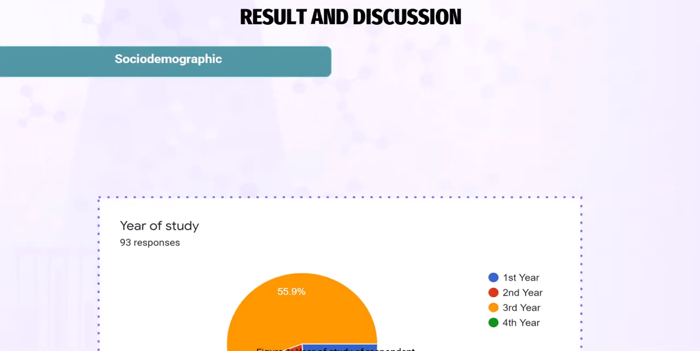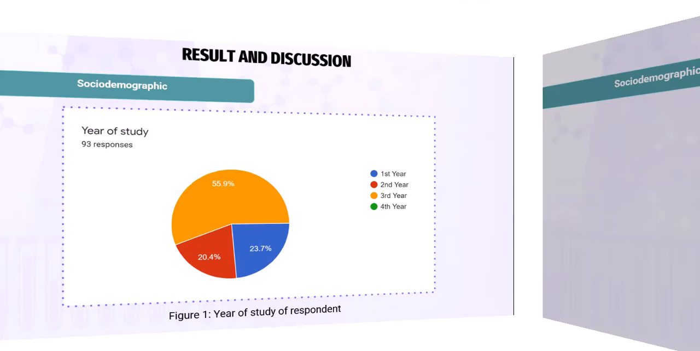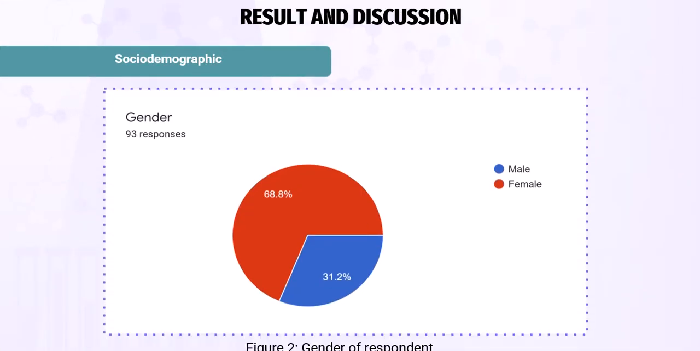As for the socio-demographic, based on the figure, 93 responses were collected and most of the respondents were third-year students, which is 55.9%, 20.4% second-year students and 23.7% first-year students. As for gender, most of the respondents are female, which is 68.8%, while 31.2% of the total respondents are male.